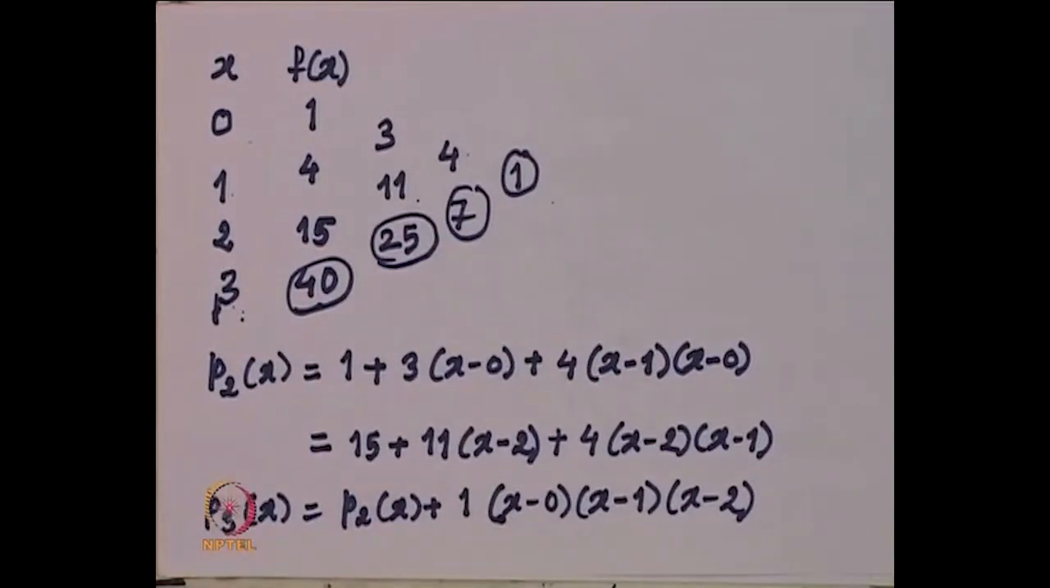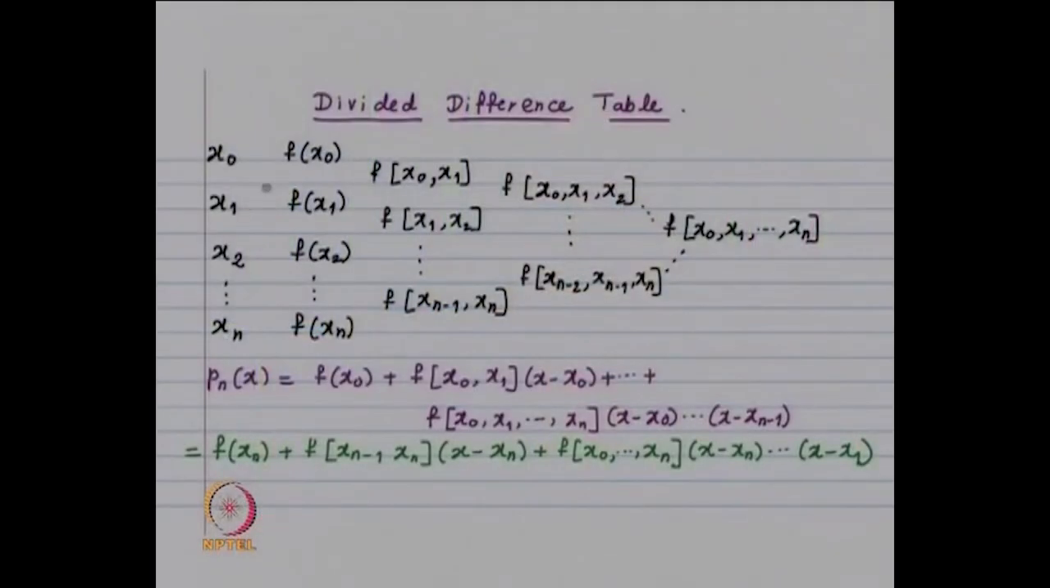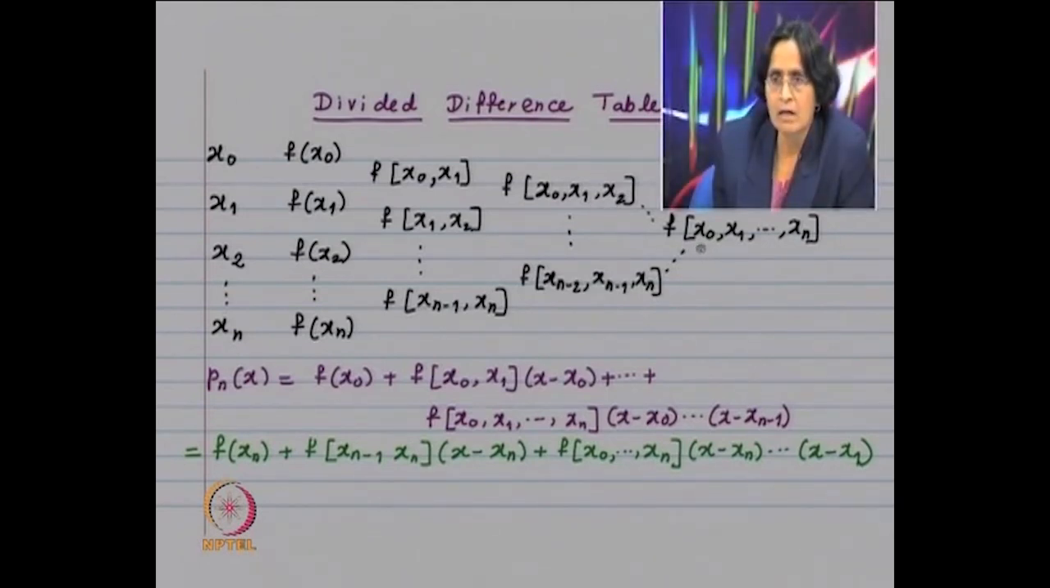Now, we are going to look at the general case. For the sake of simplicity, I looked at 3 points, but if you have got x0, x1, up to xn, n plus 1 points, then these are the function values given to us. The first column contains the divided differences based on 2 points, then divided differences based on 3 points, and the last column will contain the divided difference based on n plus 1 points.